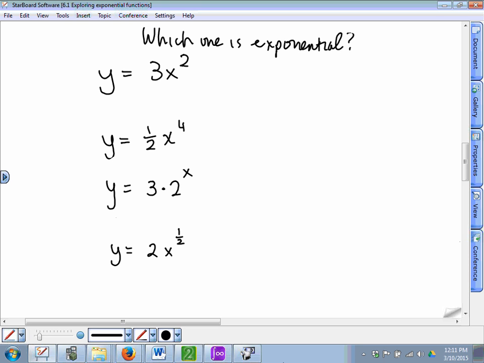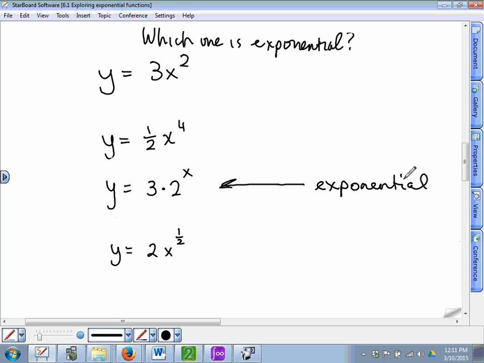Which one's exponential? With such an easy problem, only one of you knows. The third one's exponential. Because the variable, they all have exponents, but only one of them is exponential. It's exponential because it has a variable exponent.